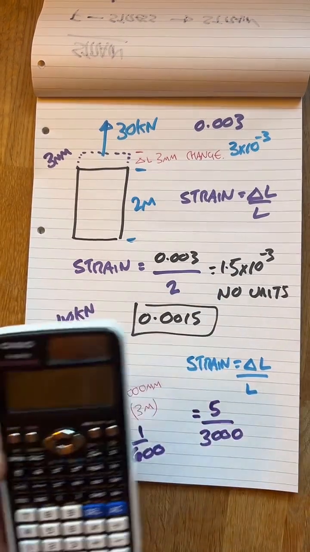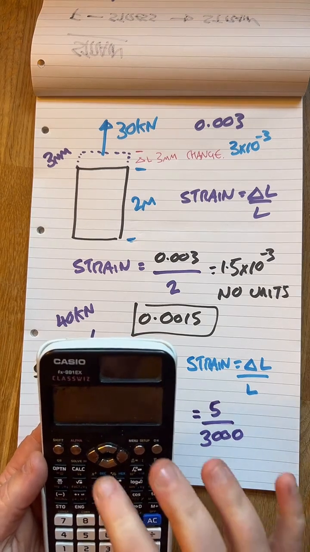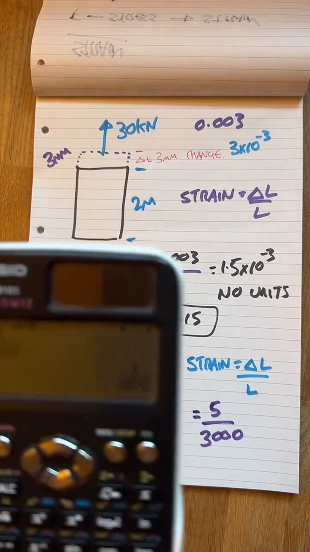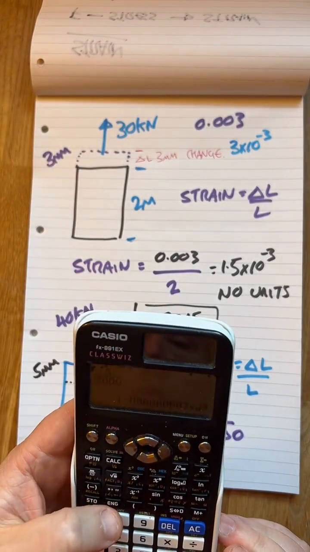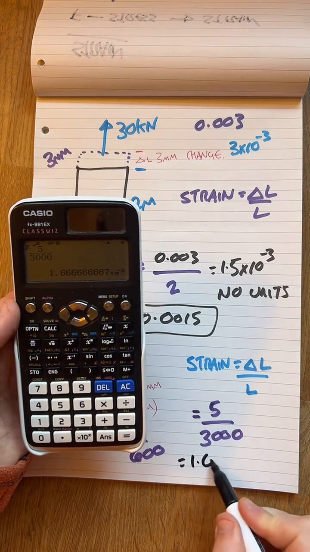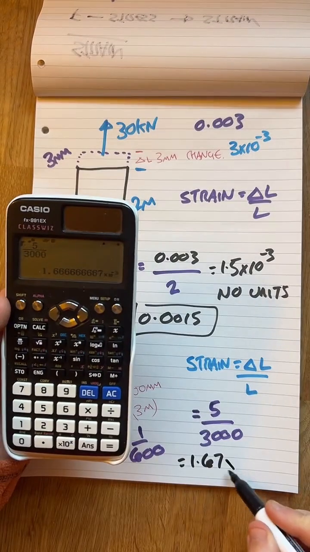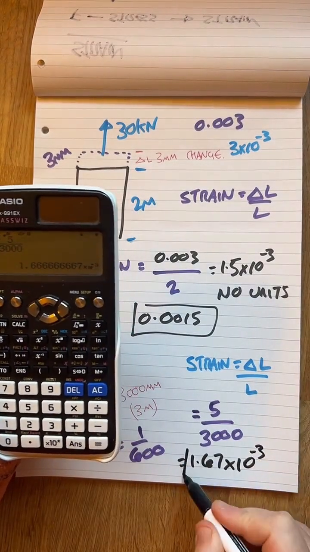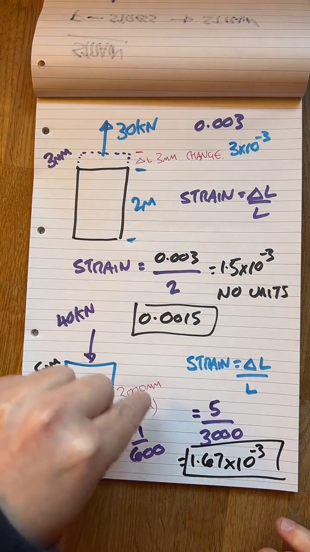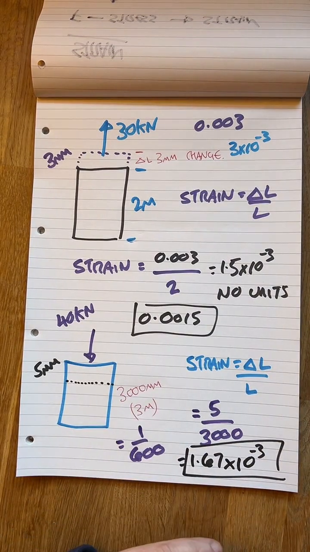5 divided by 3,000. That's 1 over 600. That's 1.67, something like that, times 10 to the minus 3. That's the strain on that object, no units. Normally you would use a strain gauge to find the change in length, but we're going the other way. That's the strain.